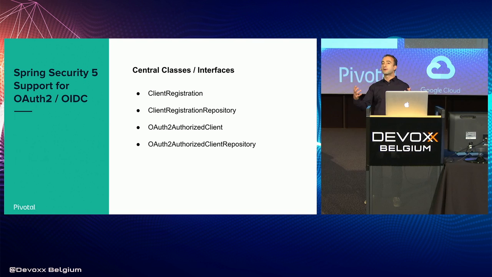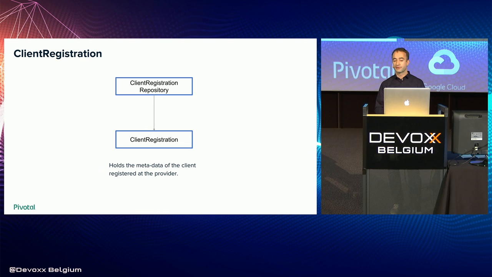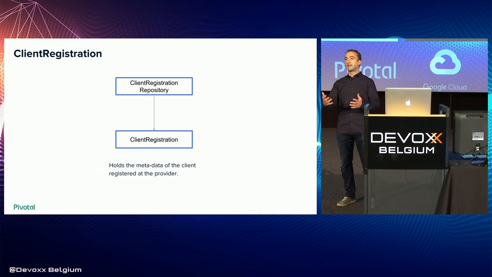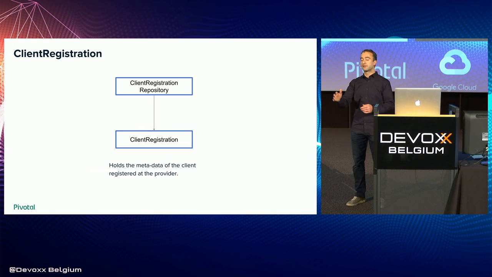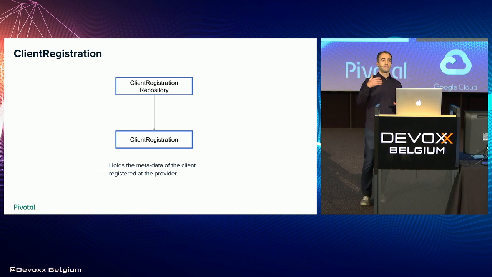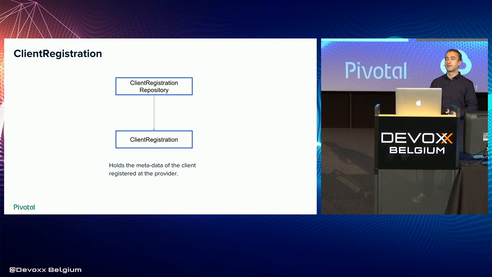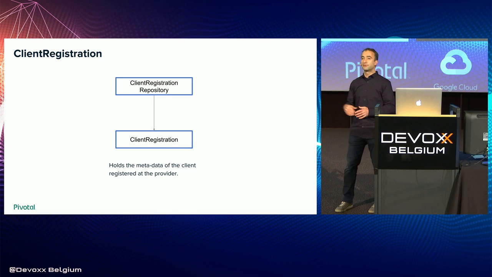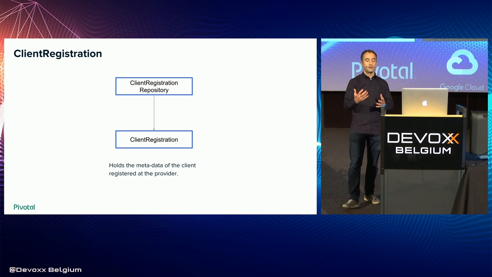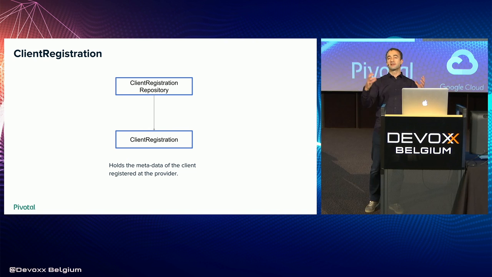I've got a really simple diagram here for client registration. As I was talking about earlier, client registration is the metadata of the client registered at the provider. That's it, simple as that. So when I configure the application properties, I've configured my client ID, client secret, the authorization grant this client is going to perform, the scopes it's going to send to the authorization endpoint to authorize the user to access these particular protected resources, and all that information. So it's the client metadata that's registered at the provider. That's the client registration representation within Spring Security OAuth2 client.